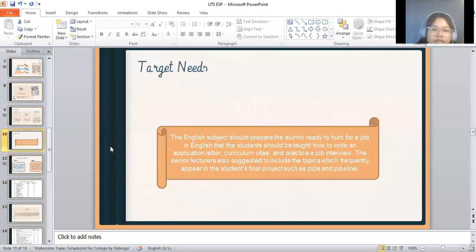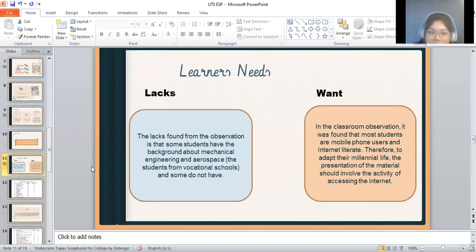And target needs. The English subject should prepare the alumni ready to hunt for a job in English, so the students should be taught how to write an application letter, curriculum vitae, and practice a job interview. The senior lecturers also suggested including the topics which frequently appear in the student final projects. We move to the learner needs.